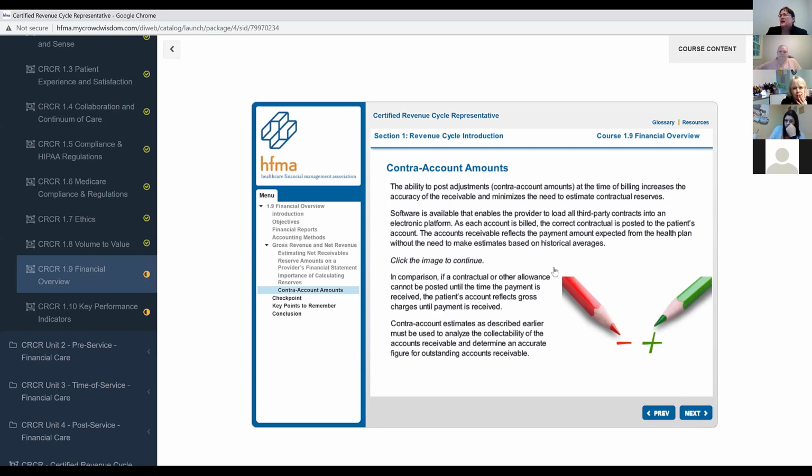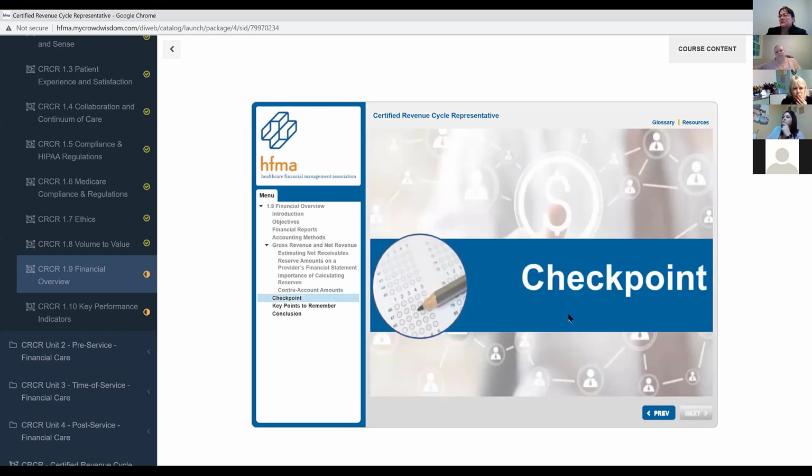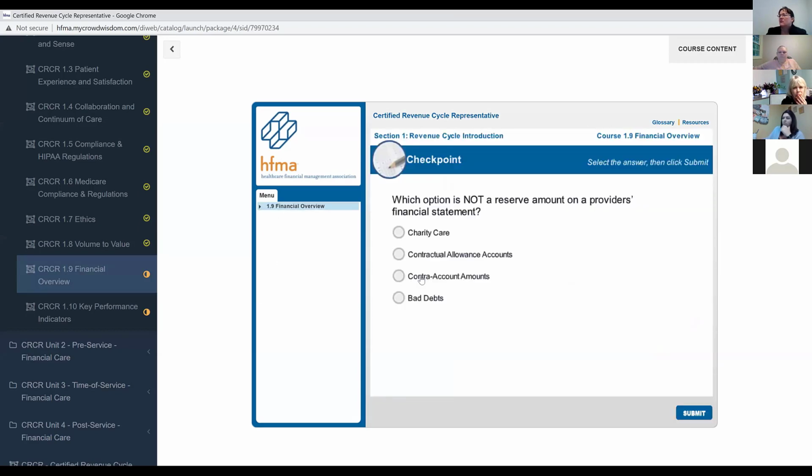Which option is not a reserve amount on the provider's financial statement? Bad debts, contractual allowance accounts, charity care, contra account amounts. So the correct answer is contra account amounts, because that's not the account name, it's the amount that actually goes into it.